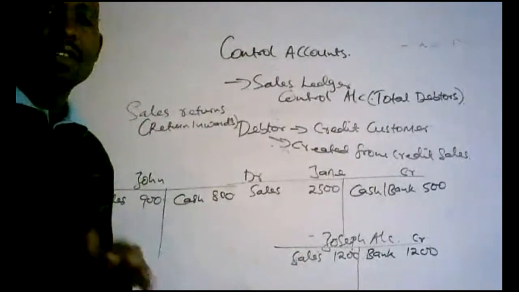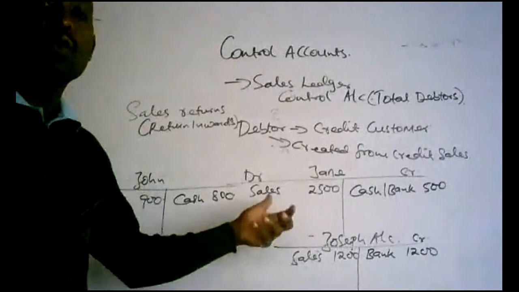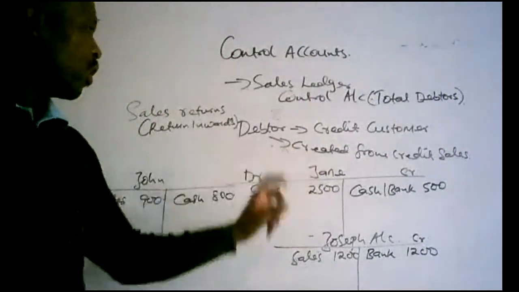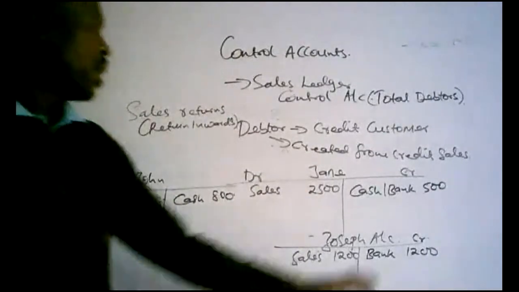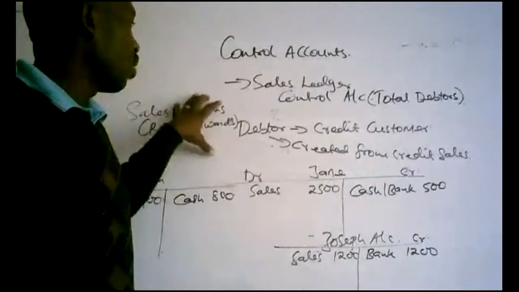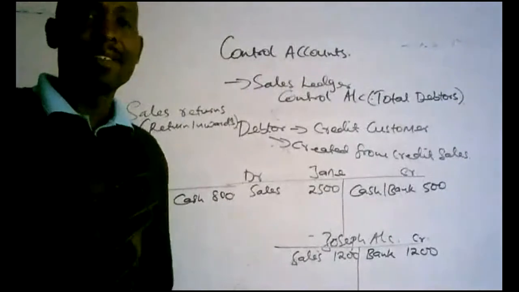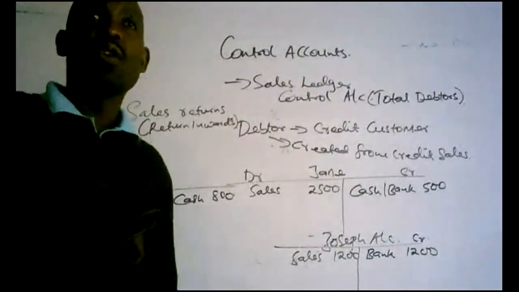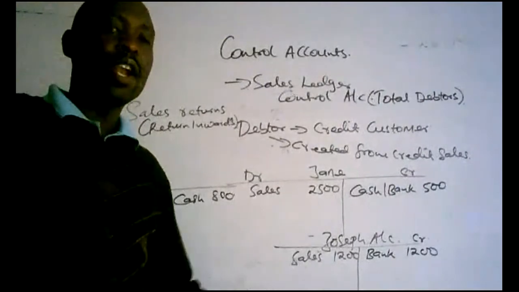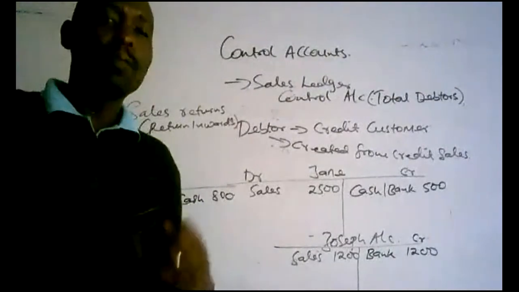Whenever a customer has returned goods back to the business, the person is reducing what he or she was to pay the business. Like, for example, if we sold goods to Jane of 2500, he paid 500, and then at a later time, he realized that part of these goods, maybe they were not of the correct size. Maybe they were undersized or oversized, or not of the quality that he had ordered. What the customer will do, he or she will return those goods back to the business.